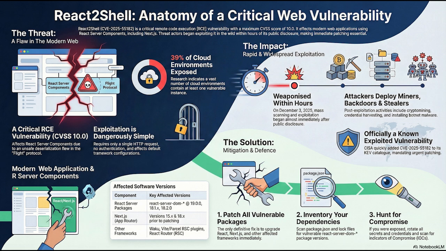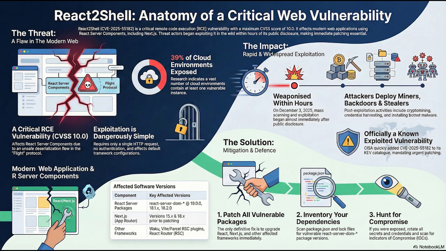What's that? Mass scanning and opportunistic exploitation began within hours of that public disclosure, December 3rd. Hours. Defenders had no time. They were scrambling to read the advisory while automated botnets were already integrating the exploit chain. By December 5th, CISA added the CVE to its Known Exploited Vulnerabilities catalog, confirming that the threat was not only being actively exploited, but was deemed a major risk to federal and critical infrastructure.